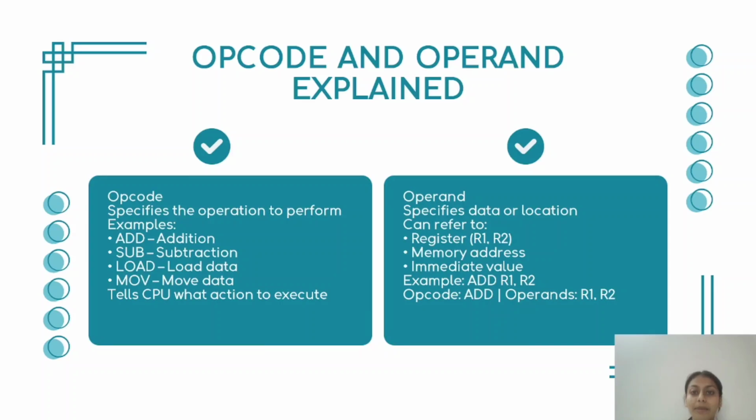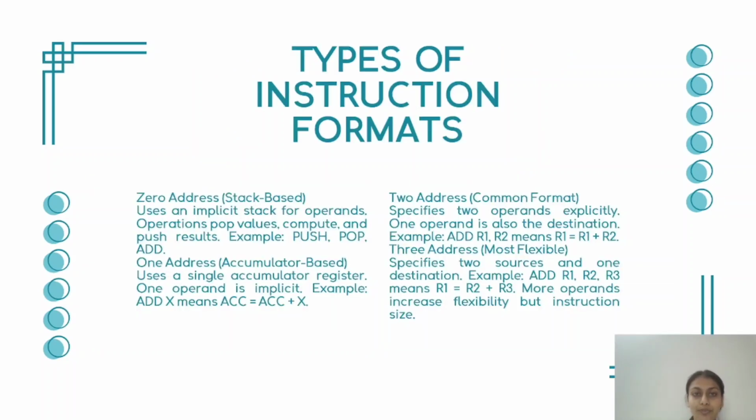Opcode and operand explained. Opcode specifies the operation to perform. Examples: add, subtraction, move data. It tells the CPU what action to execute. Operand specifies the data or its location, which can be a register, memory address, or immediate value. Example: ADD R1, R2.